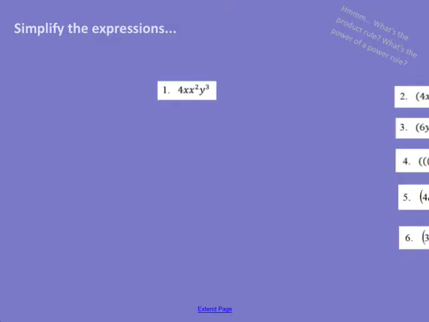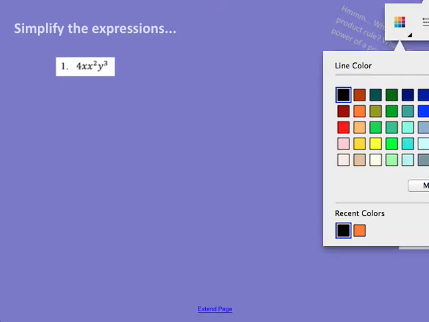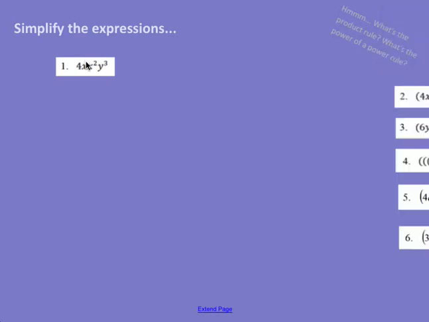So let's take a look at number 1. For number 1, we have 4x to the 1st times x squared times x to the 3rd. Now if there's ever no exponent written, the exponent is always just 1. So what we want to do is write this out. First we have a 4 on the outside. Then we have x to the 1st times x squared. When you add those exponents, you get x to the 3rd. And then we have y to the 3rd. And x to the 3rd and y to the 3rd cannot be added together because they are different variables.